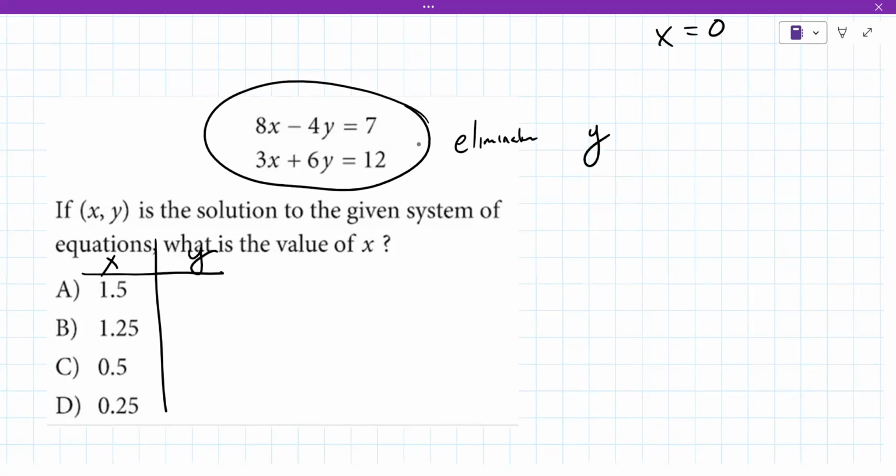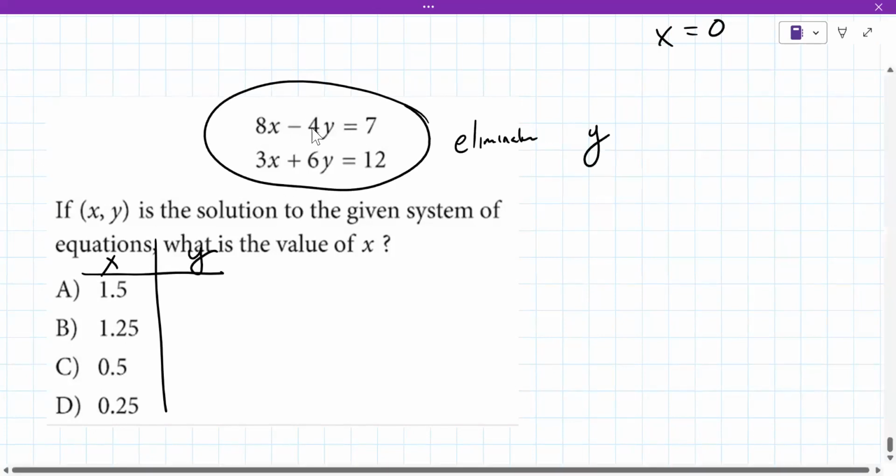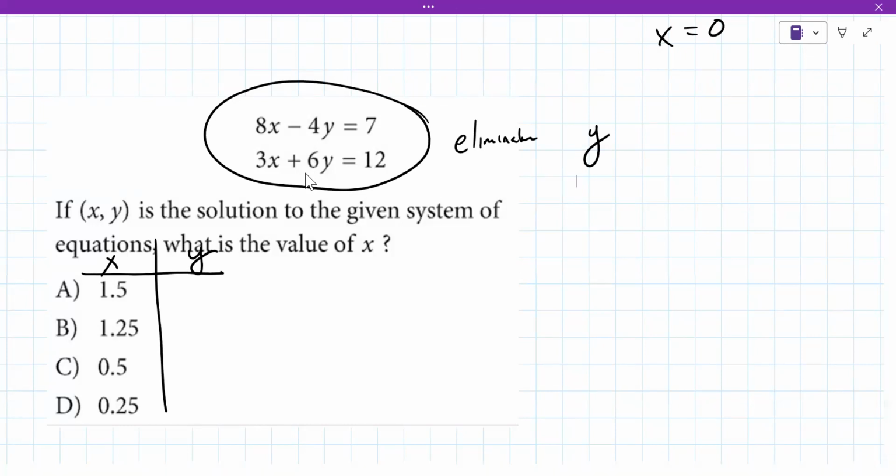So let's say we want to eliminate y. You've got -4y here and 6 here. It's not as if one multiplies into the other. You can't go from -4 to 6 reasonably. But maybe there's a least common multiple that's not too bad.